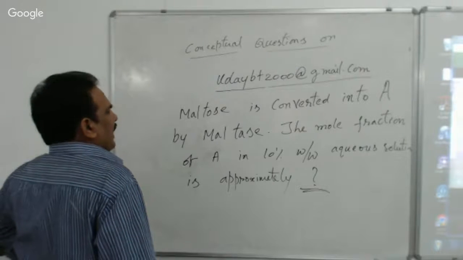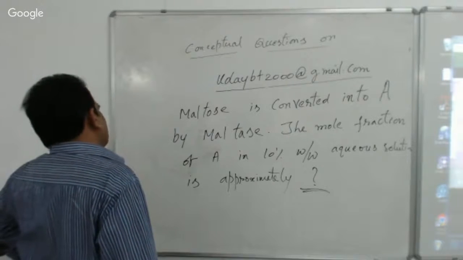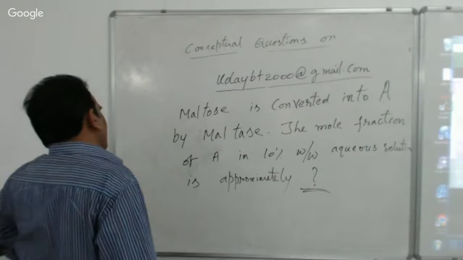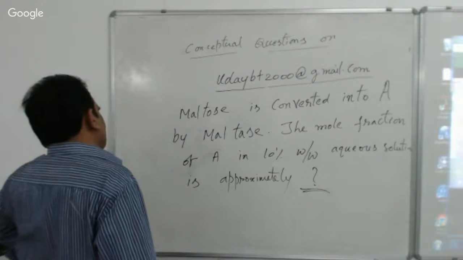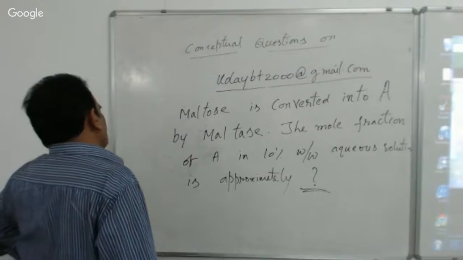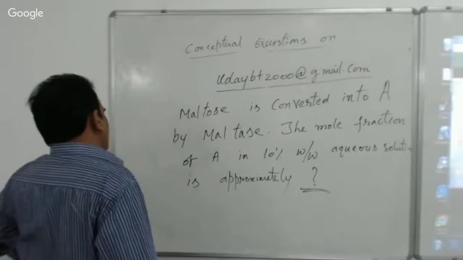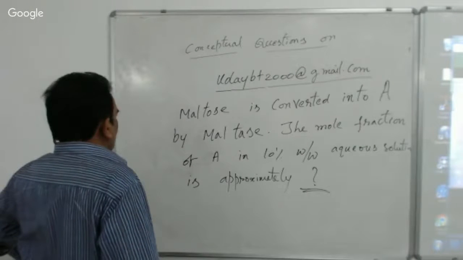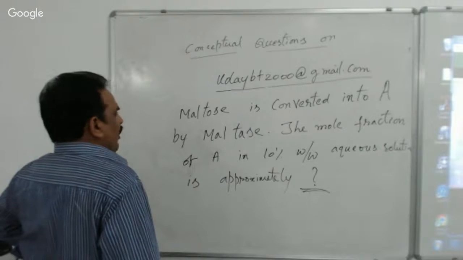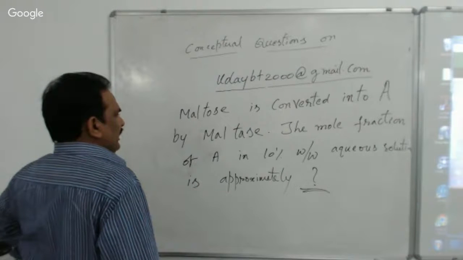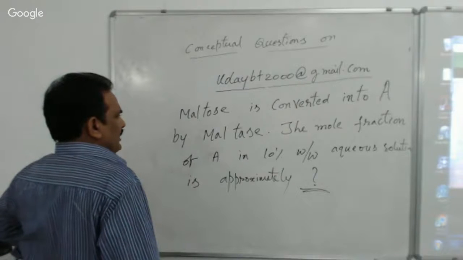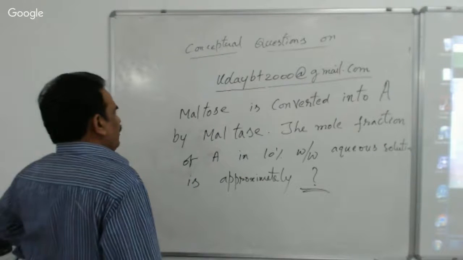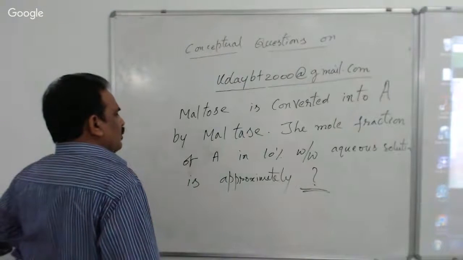Is maltase a catalyst? Maltase is the enzyme. You know, maltose is a disaccharide, just like sucrose. Sucrose is a combination of glucose and fructose, and maltose is a combination of glucose and glucose. Maltose and sucrose both are disaccharides. In case of sucrose, 1 unit of glucose is combined with 1 unit of fructose, whereas in maltose, both the units are glucose only.